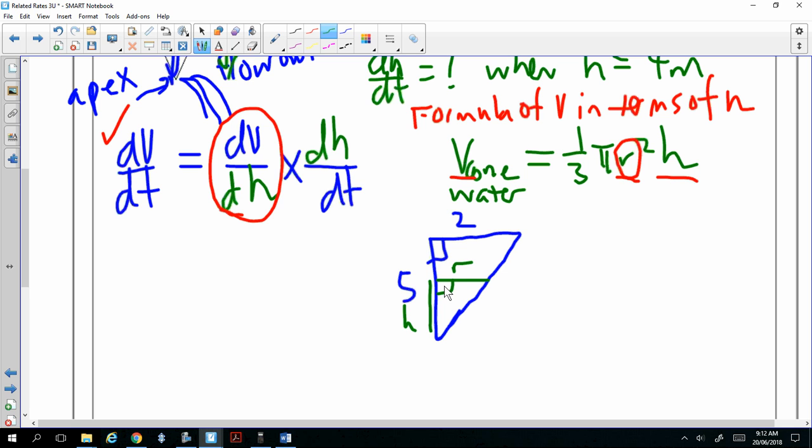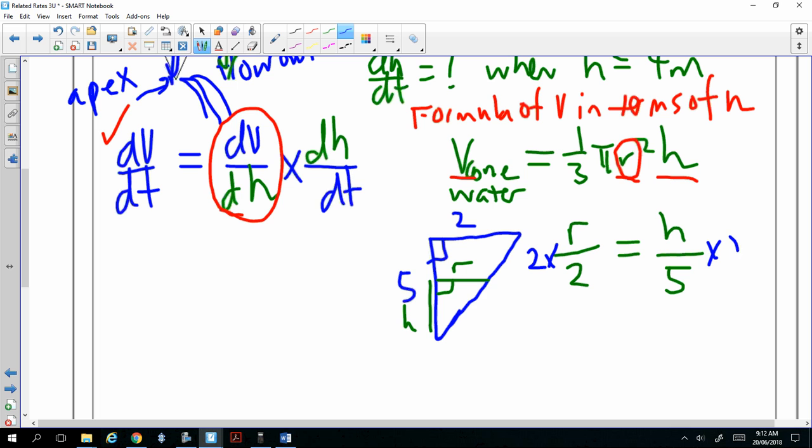You just need to know where the matching sides are. So r matches with the 2, whereas h matches with the 5. Easy. And we're going to find r in terms of h. So we're going to multiply both sides by 2. Therefore, r equals 2h over 5.